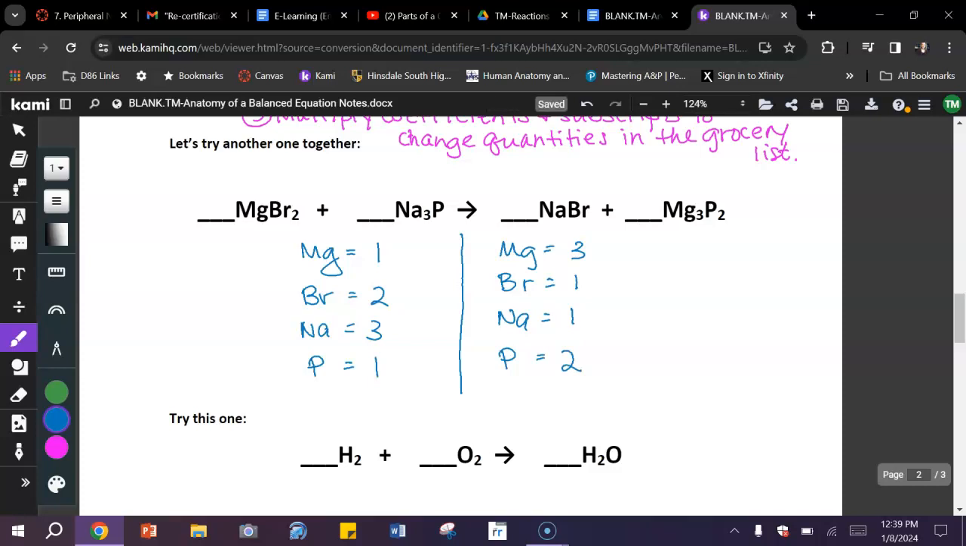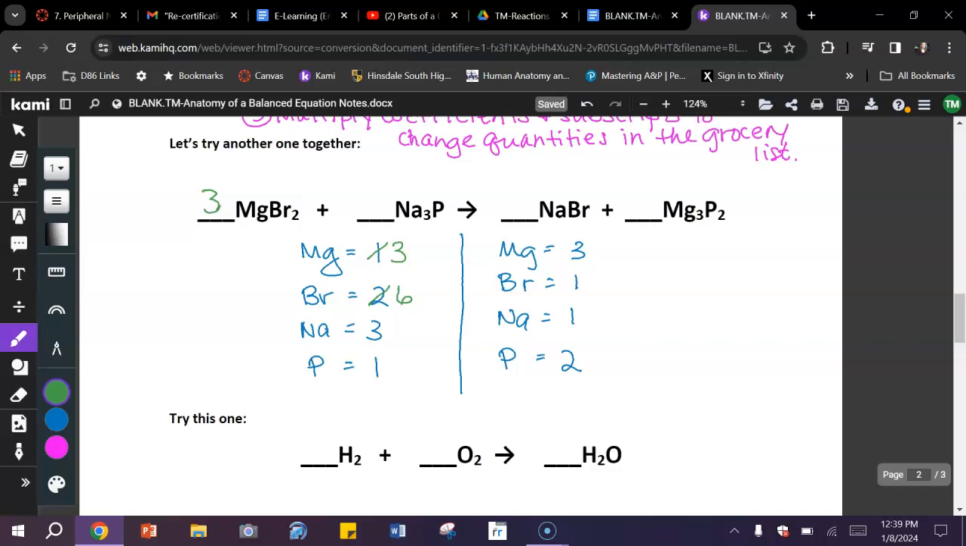Great. So now I can start comparing, and again, I always start on the left-hand side, just because that's how I'm most comfortable. Here I have 1 magnesium on my reactant side and 3 on my product side. So in order to change my magnesium to a 3, I first put a 3 coefficient here, and that is going to change my magnesium to 3 because 3 times 1 is 3, and it changes my bromine to 6 because 3 times 2 is 6.